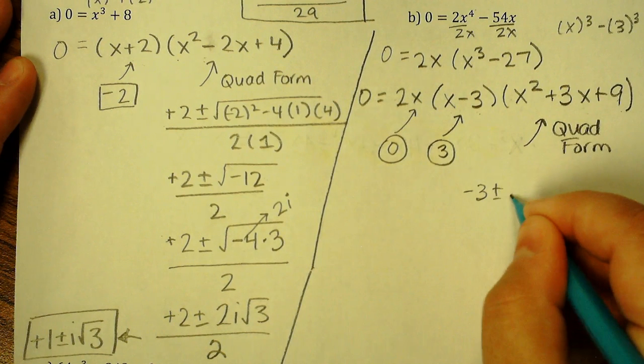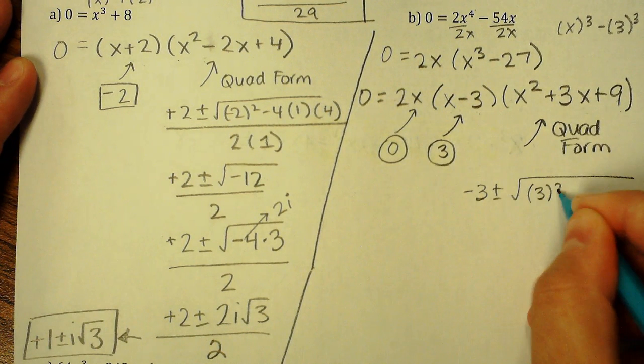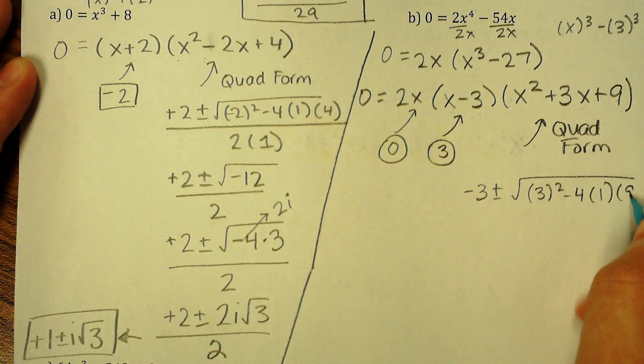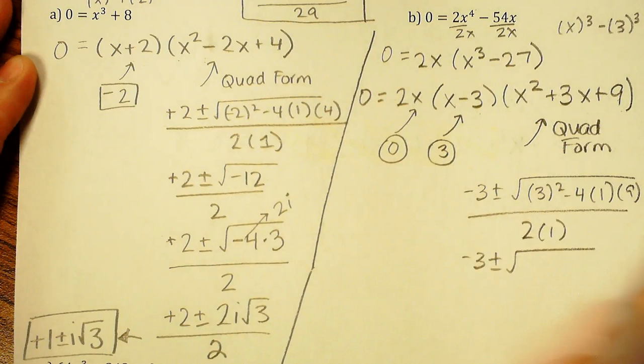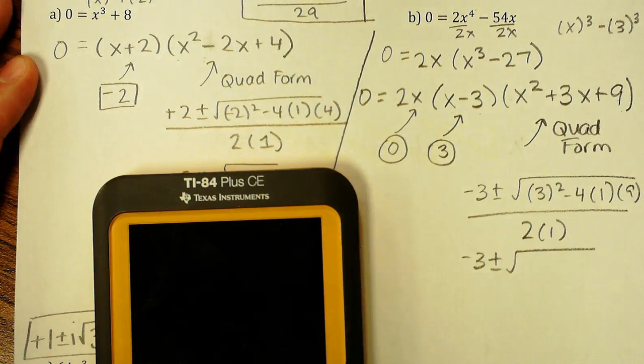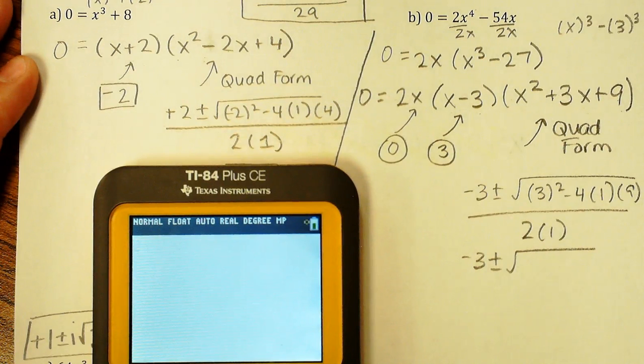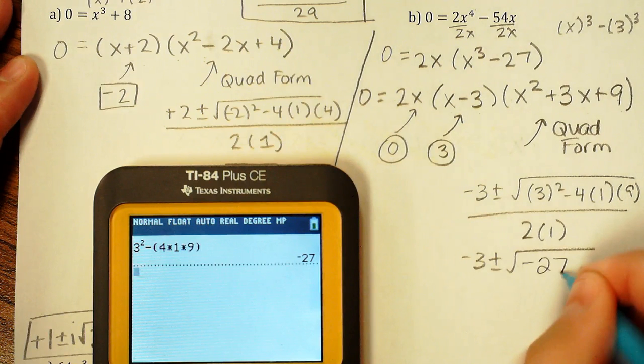Negative 3 plus or minus the square root of 3 squared minus 4 times 1 times 9, all over 2 times 1. So negative 3 plus or minus... Okay, I'm going to grab my calculator and figure out that number. So 3 squared minus 4 times 1 times 9 is negative 27.